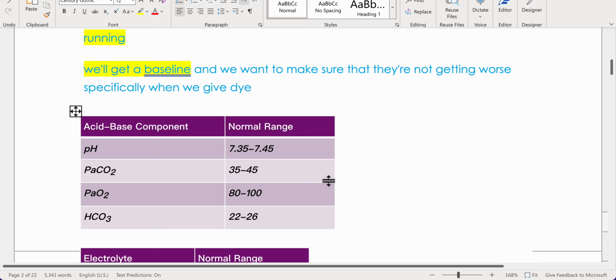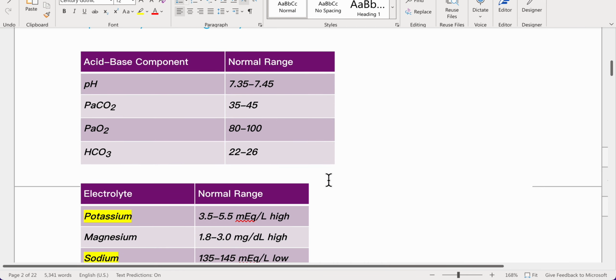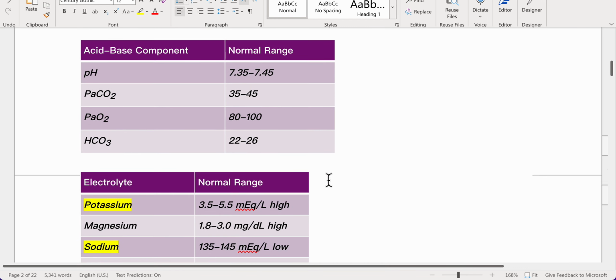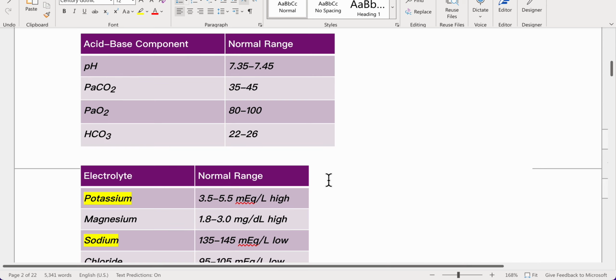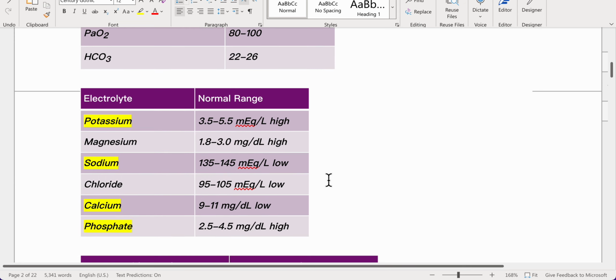Acid-base component, normal range. pH: 7.35 to 7.45. PaCO2: 35 to 45. PaO2: 80 to 100. HCO3: 22 to 26.